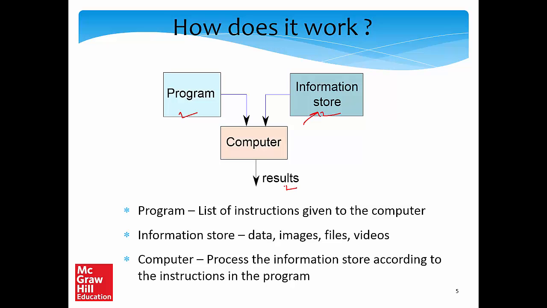So what is a program again? It's a list of instructions given to the computer. The information store is all the data, images, files, videos that a computer might process. And the computer once again is an intelligent device that can be instructed to do something. On the basis of the instructions, it processes some known information to generate new and better and meaningful results.